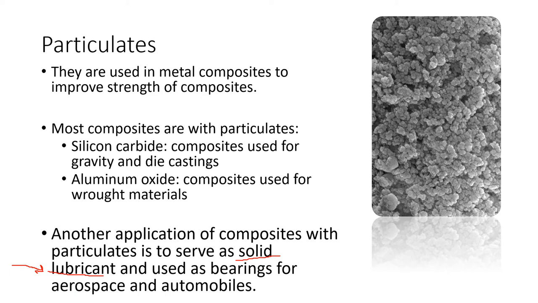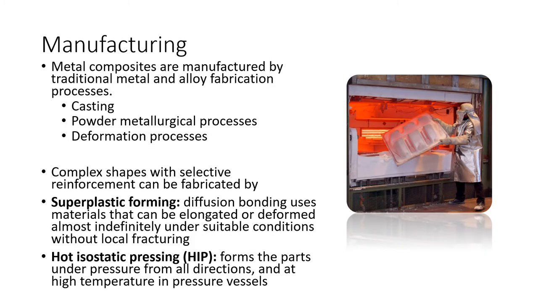So I'm going to erase this for you. Let's go to manufacturing. We're going to manufacture metal composites. Traditionally, we use a metal and alloy fabrication process. You already know these processes are casting, powder metallurgical process, and deformation. Then complex shapes with selective reinforcement can be fabricated by using these too. Again, that's regular. And then this is for complex shapes, okay?